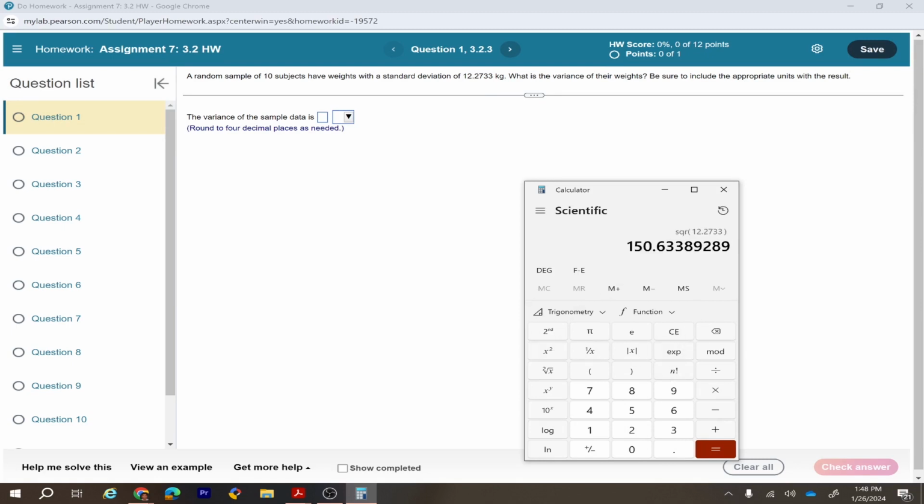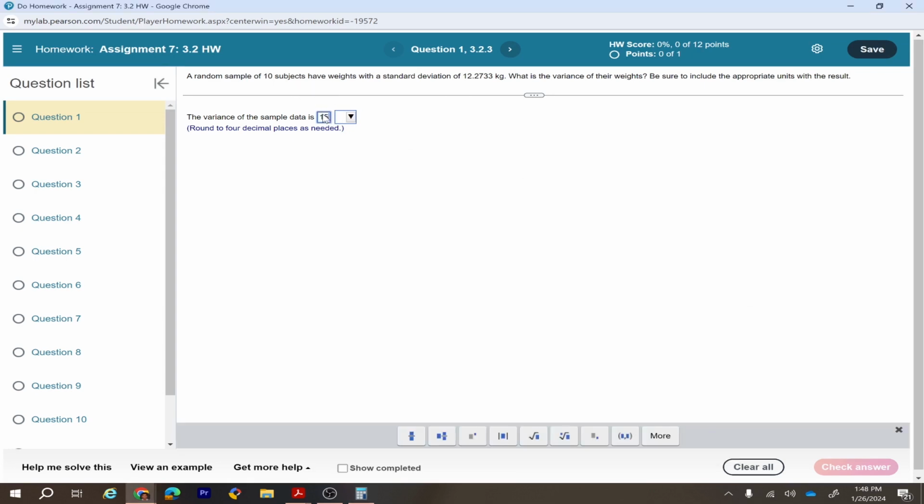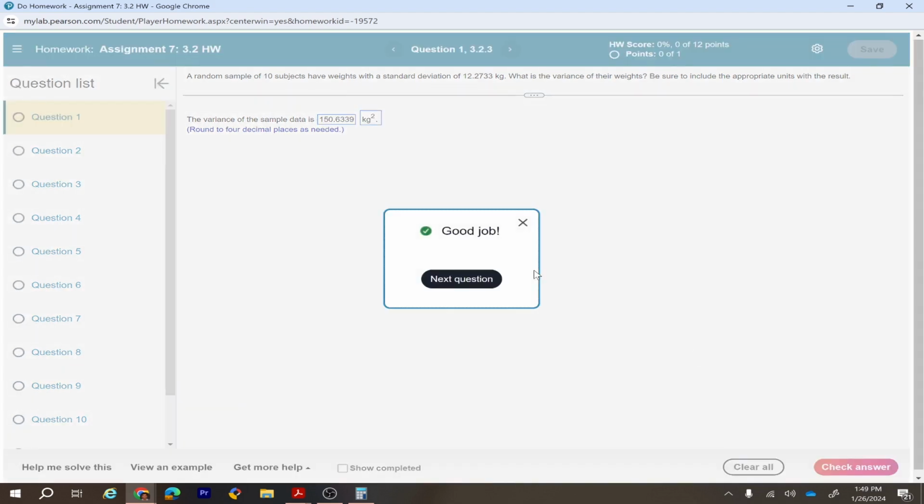So that is 150.6339, if you round it to the 4th decimal place. The variance is the square of the standard deviation, so the unit is supposed to be the square of the unit of the standard deviation.